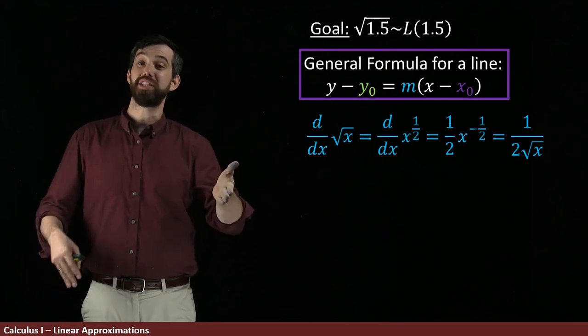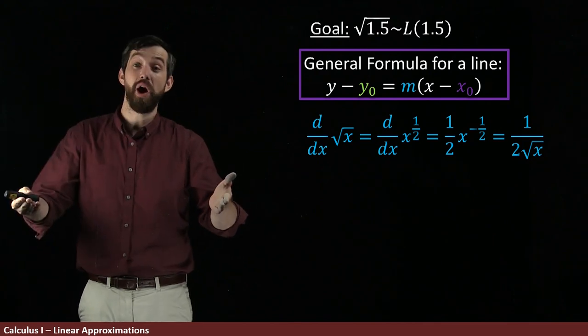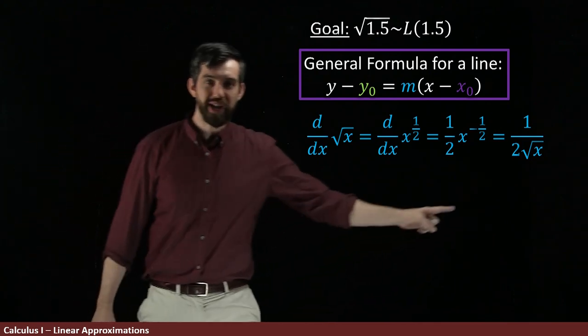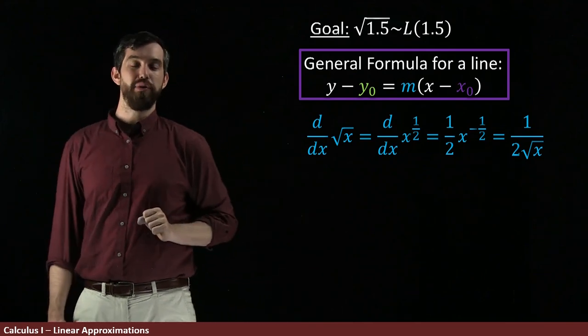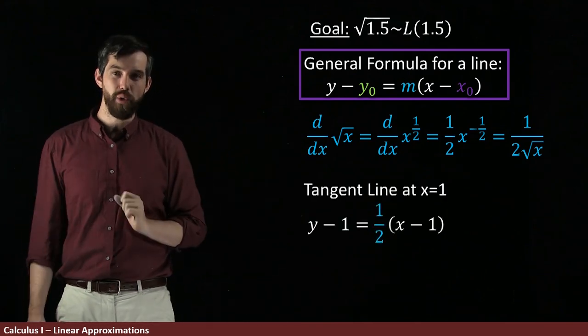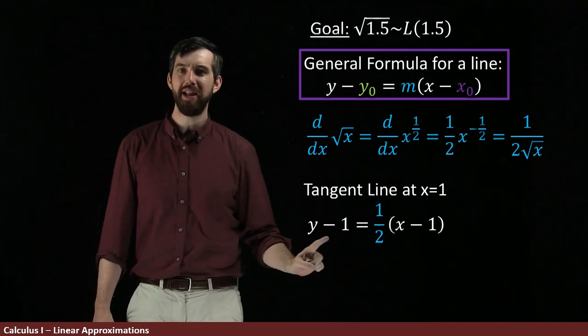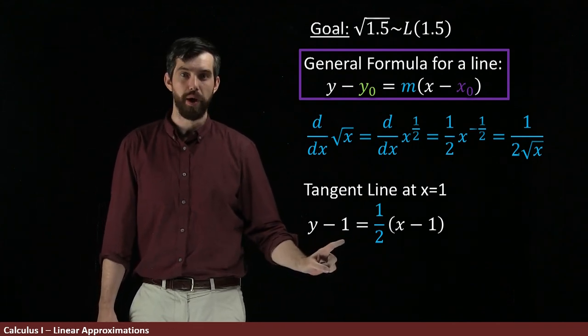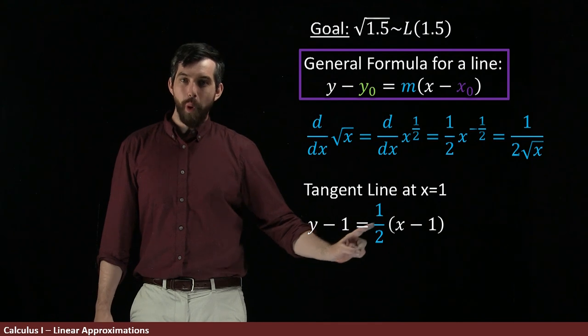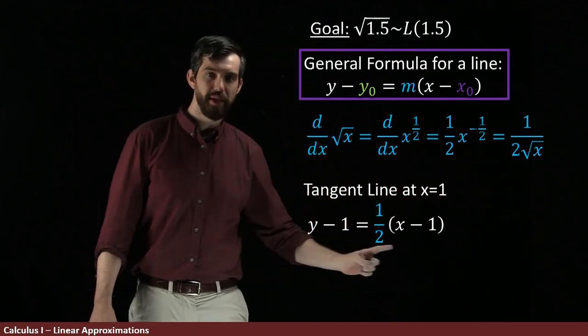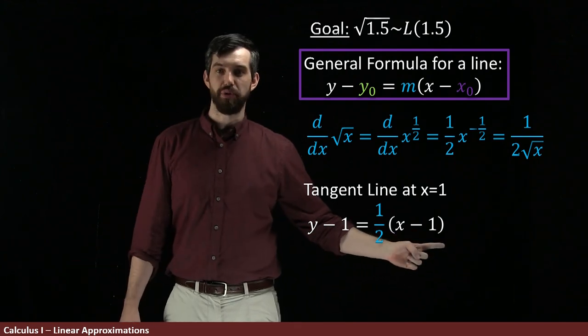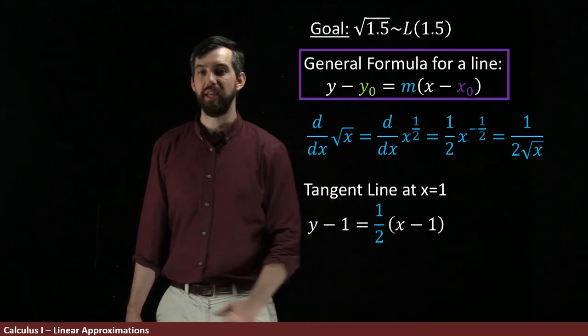X equal to 1 means the square root of x, the y naught here, is also equal to 1. Plugging 1 into the derivative, I'm going to have a half. And therefore, taking all of this into my general formula for a line, what I get is y minus 1, that's the square root of 1, is equal to 1/2, that's the slope evaluated at x equal to 1, times x minus, well, x naught is just equal to 1. And so this is going to be my tangent line.